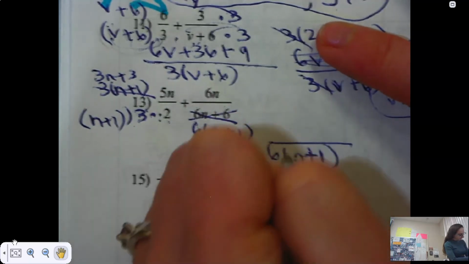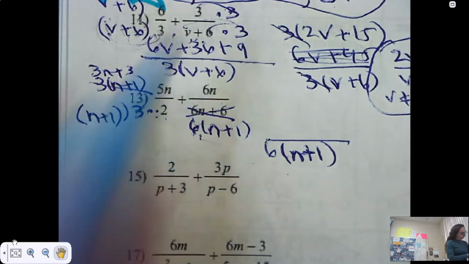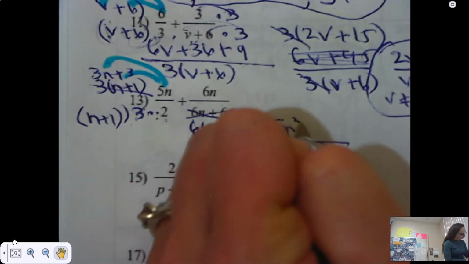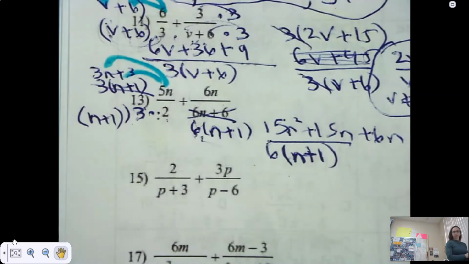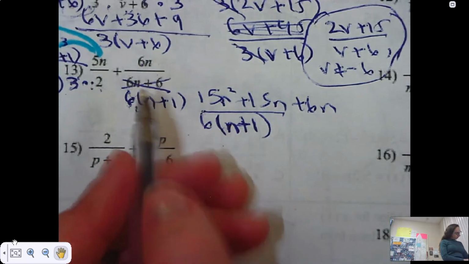This isn't easy. I understand it'll take practice. Attend my Zooms. Distribute. Distribute. 15n squared plus 15n, and then plus 6n. Sorry about that. So then I am left with 15 plus 6 is 21n.